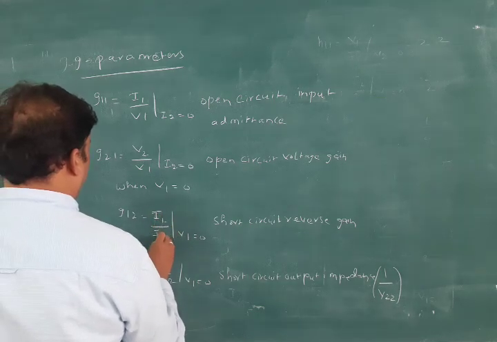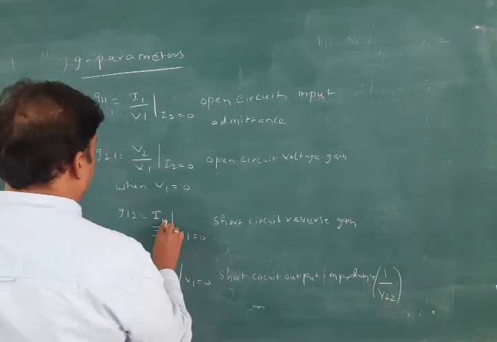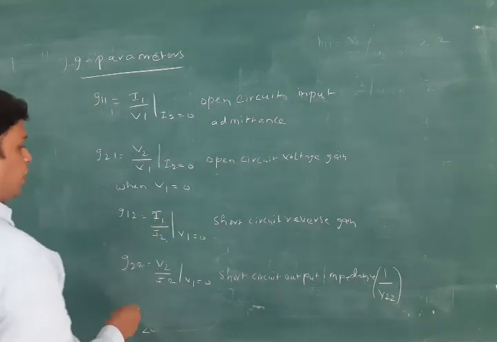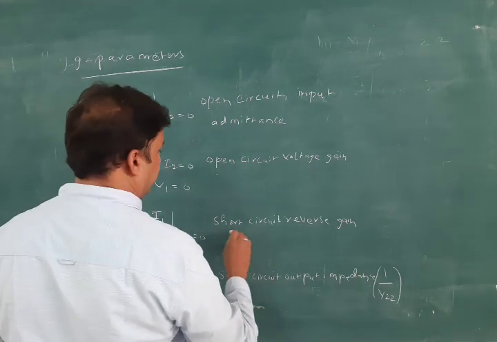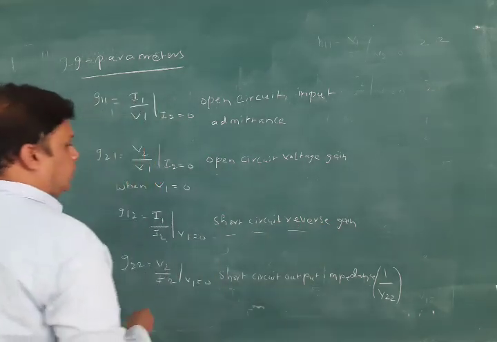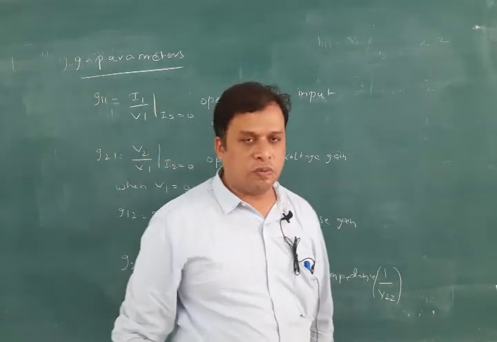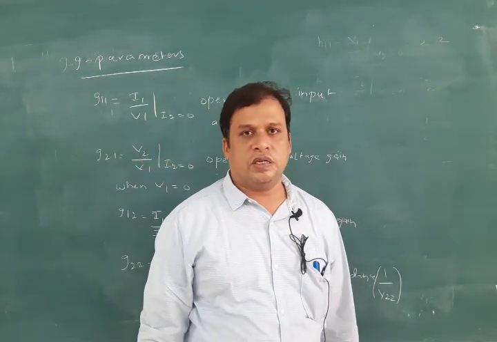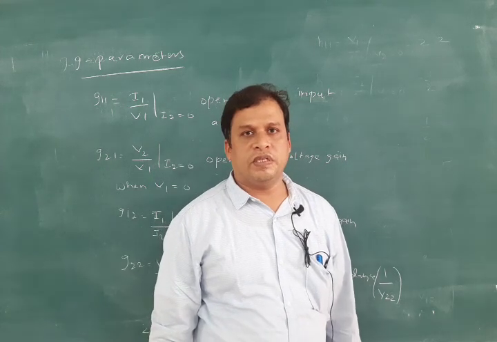G12 is equal to I1 by I2 at V1 equal to 0, the short circuit reverse gain. Okay, students, in the next class we will do some problems on the H parameters and G parameters and go to the ABCD parameters. Thank you.